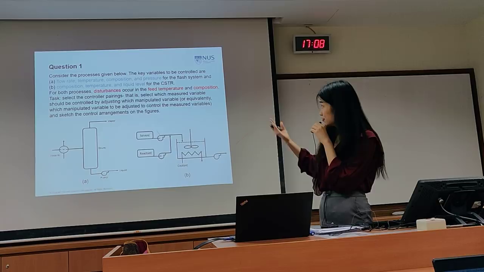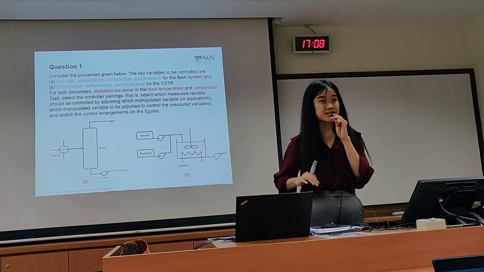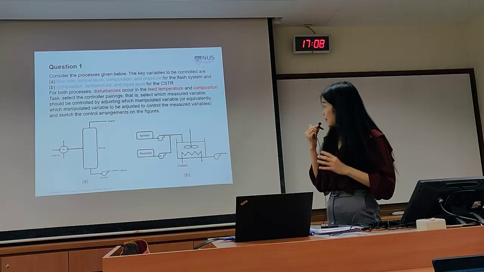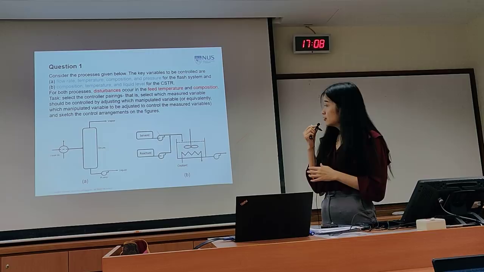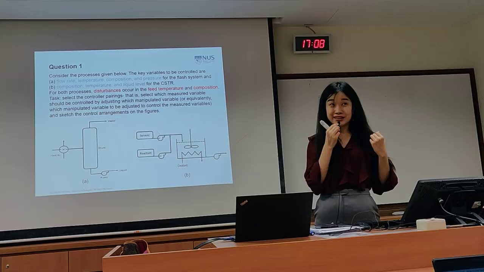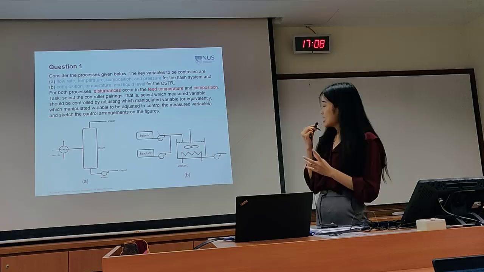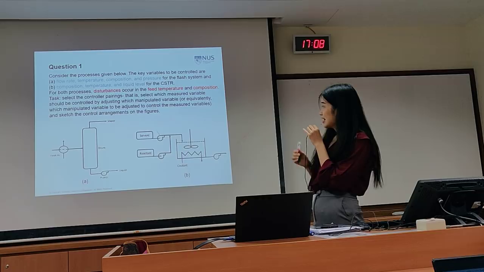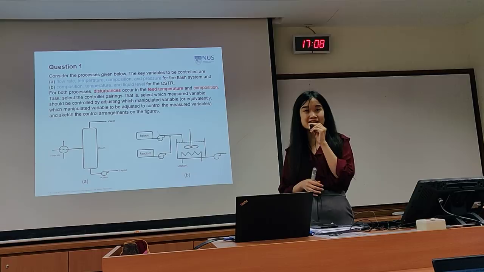So the task here is, facing the disturbance variables and the control objectives, how can we select the controller pairing, which means to select the measured variable that should be controlled by adjusting which variable you manipulate. So do the pairing of the controllers, which means which manipulated variable you will adjust in order to control the measured variables. And let's sketch the control arrangement on these figures. Okay, so this is the question statement. You can have 2 minutes to draw some for yourself.